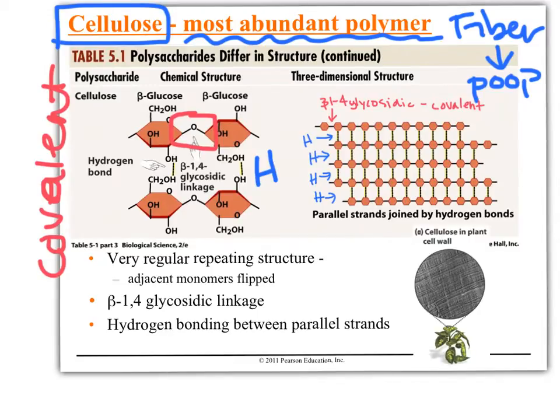Cellulose is the wood of trees. Structural, very regular repeating structure, very strong. Again, it's the beta 1,4 linkage with hydrogen bonding between parallel strands. We do not have any enzymes that can break this beta 1,4 linkage. So what happens? It just goes right on through.